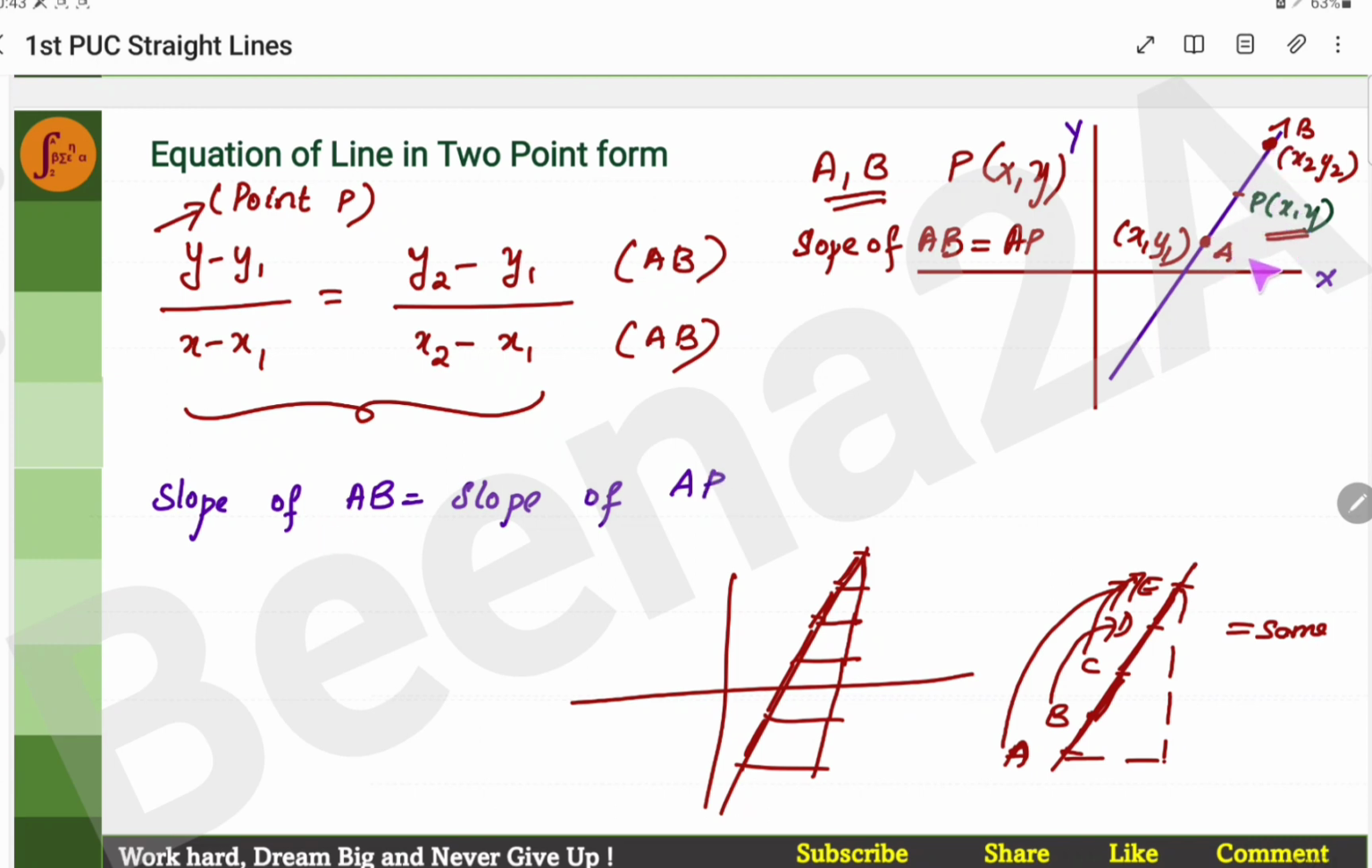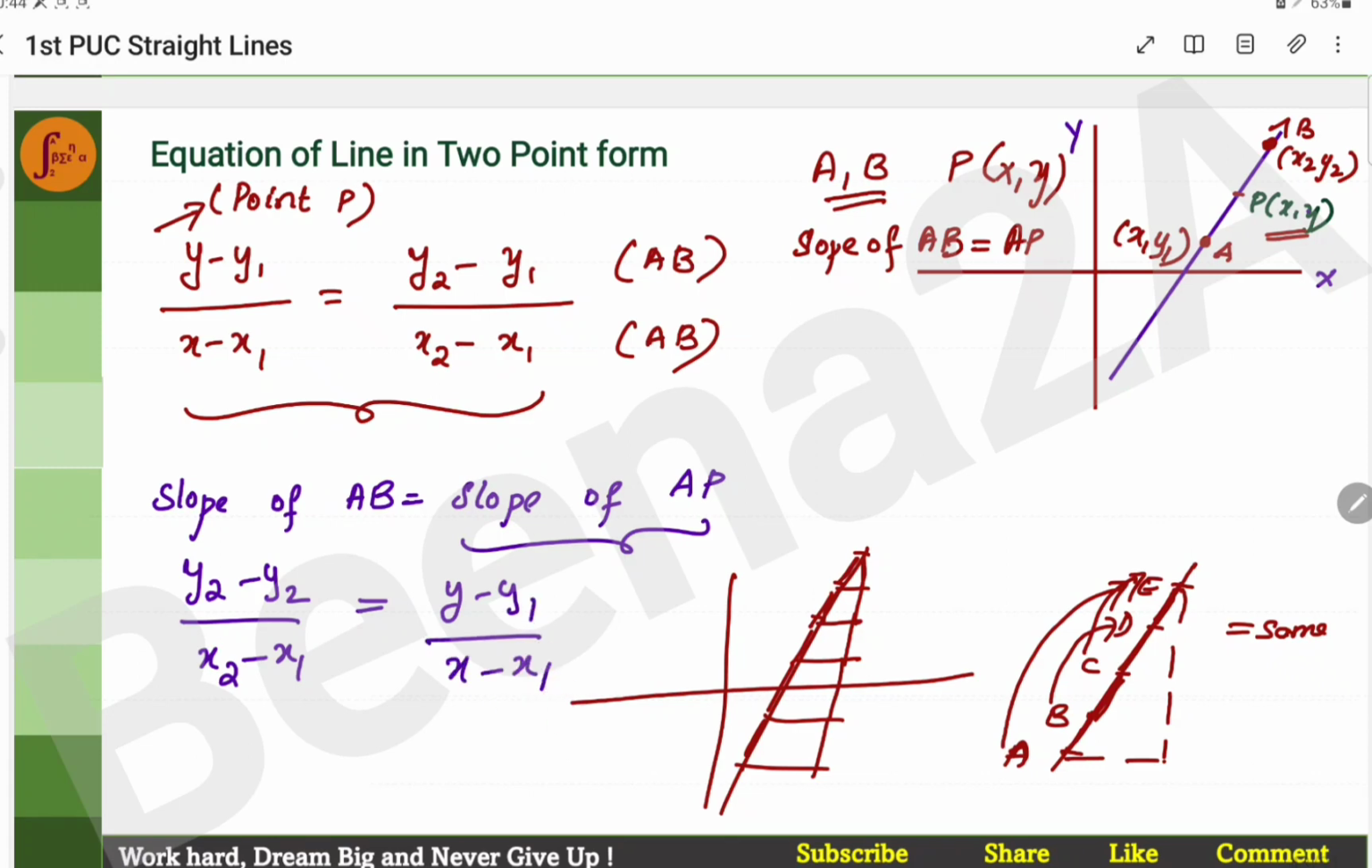Now what is the slope of AB? 2 points are given: (x1, y1) and (x2, y2). So it's nothing but (y2 minus y1) by (x2 minus x1). This is the slope. And what is the slope of AP? It is (y minus y1) by (x minus x1). This will give you the slope of AP. So since both are equal, this becomes the equation of the line in 2-point form.